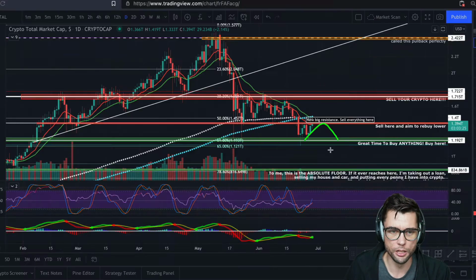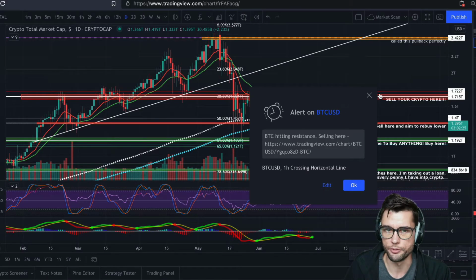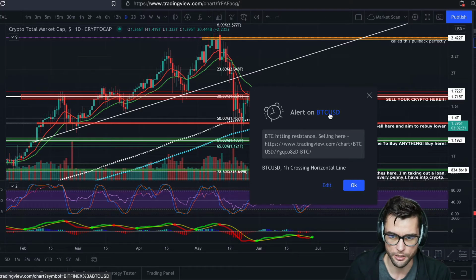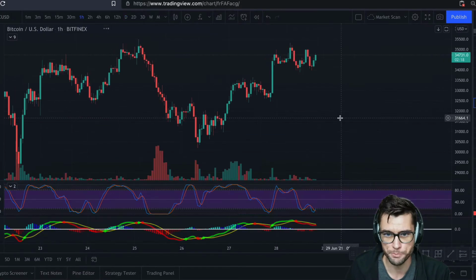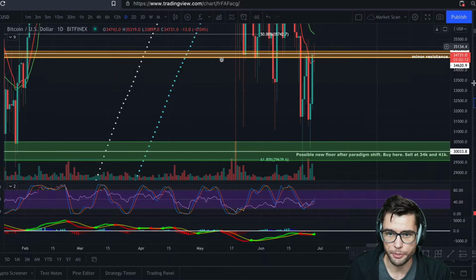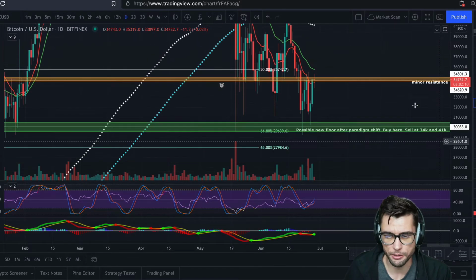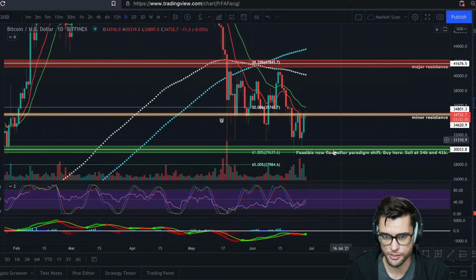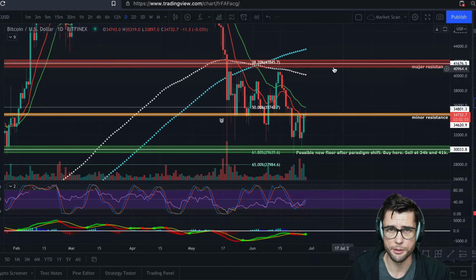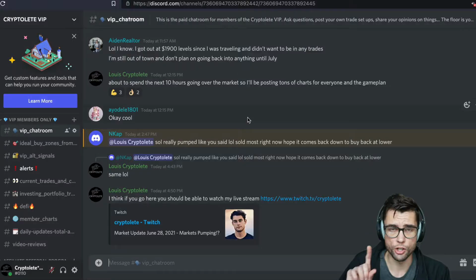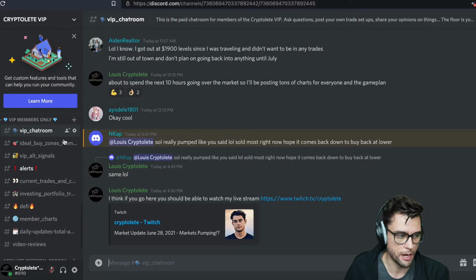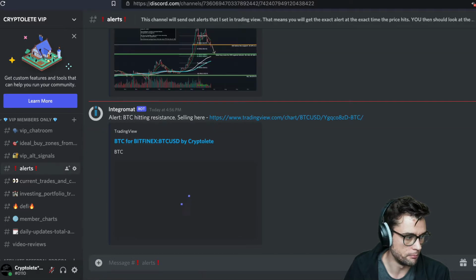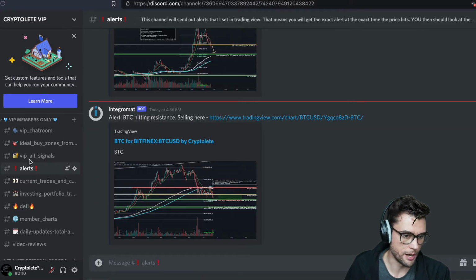Oh, look at this, an alert just went off, hitting resistance. So an alert literally just went off right now, right? And it says Bitcoin hitting resistance, selling here. So I click on it, right? It's perfect. Let's see what's going on. Bitcoin minor resistance, hitting minor resistance. So now I'm gonna sell my Bitcoin. Of course, the true resistance is up here, but that alert should have gone off in my alerts section. Oh, wait a minute. There you go. It should have gone off in my alert section, and it did.